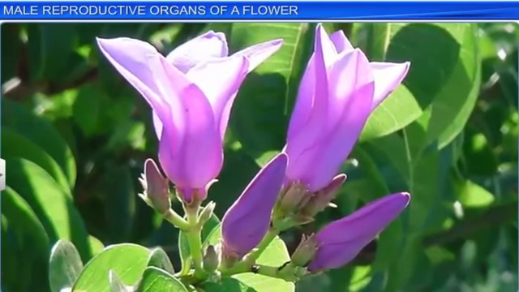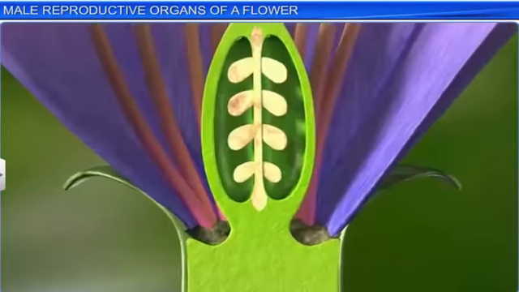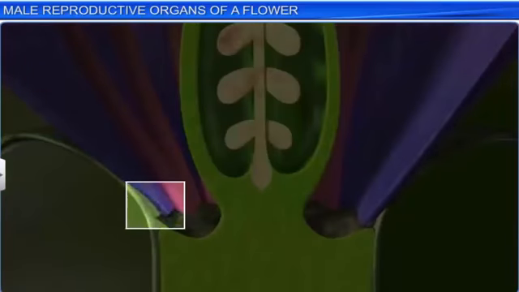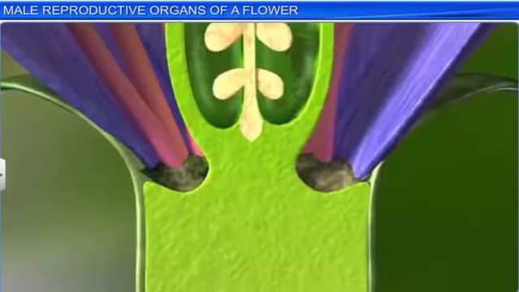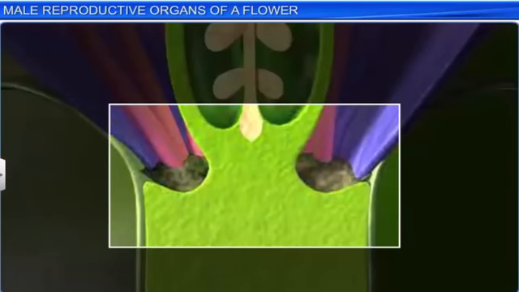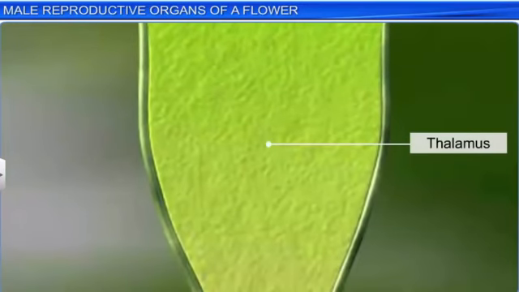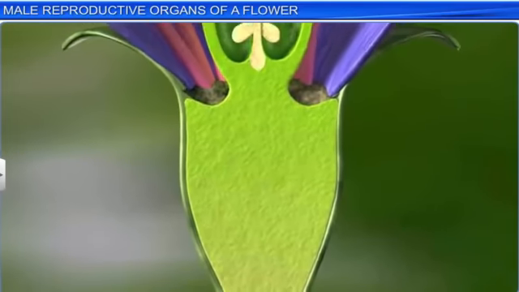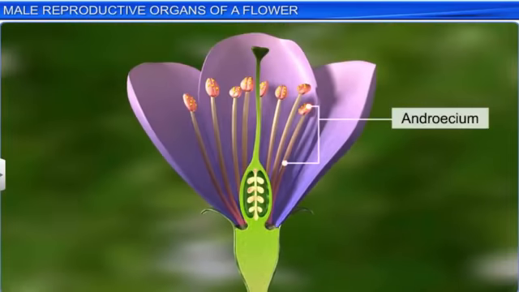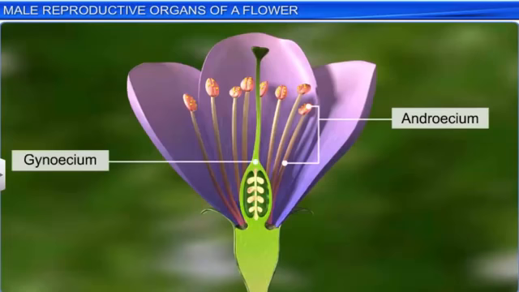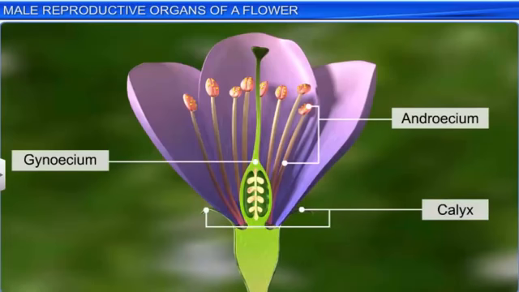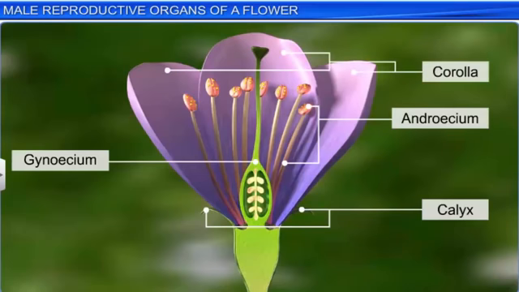The buds bloom into a flower, a modified shoot with shortened internodes and nodes. From these nodes arise four modified leaf-like structures called whorls, which are arranged on the swollen end of a stalk called the thalamus. The whorls include the androecium, gynoecium, calyx that consists of sepals, and lastly the corolla comprising the petals.